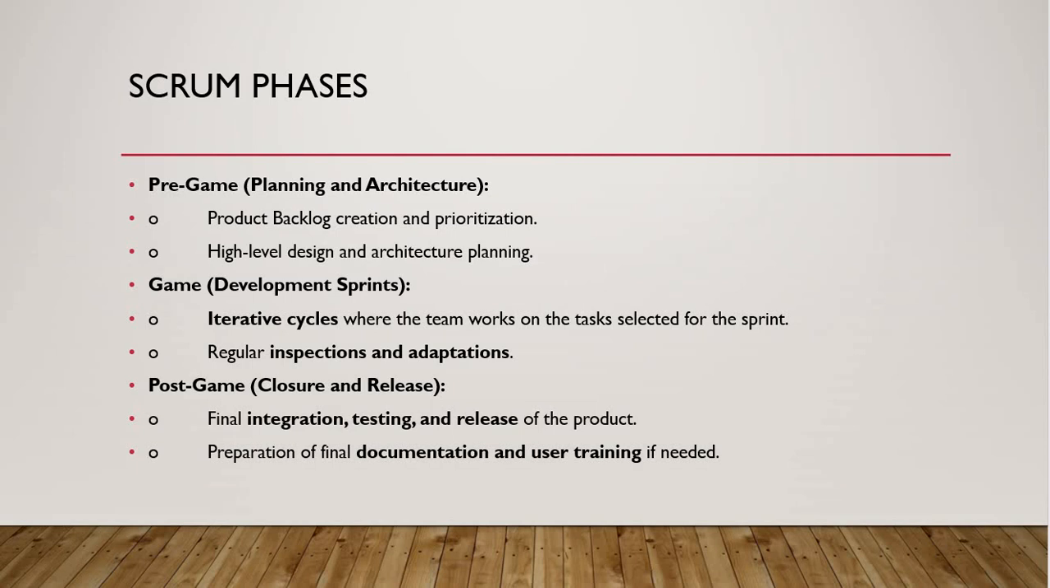Okay, of course everything we need to plan first, and then the second phase of the Scrum is game, the development sprint. So this refers to the iterative cycles where the team works on the tasks selected for the sprint. This is the real development task, which consists of regular inspection and adaptation. And then finally we have post-game, closure and release. This is once the product has been completed, the game phase has been completed, we are going to enter the post-game closure and release.